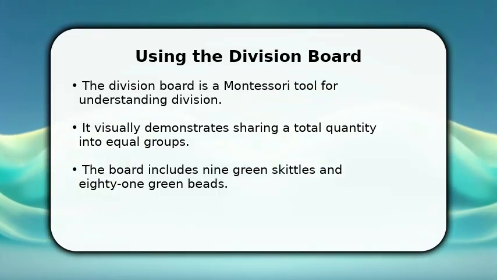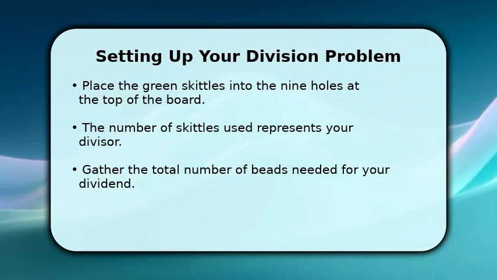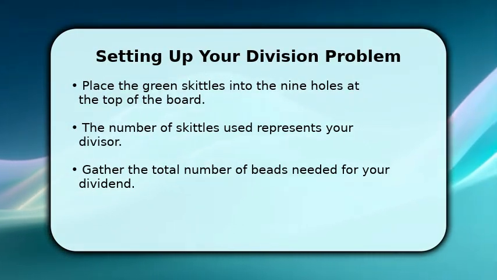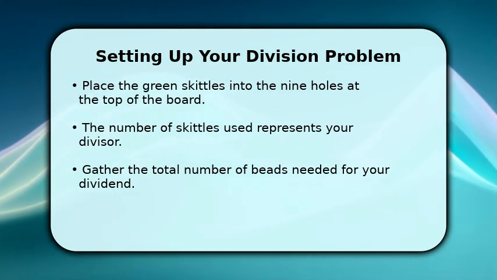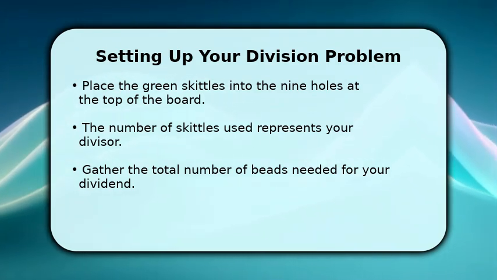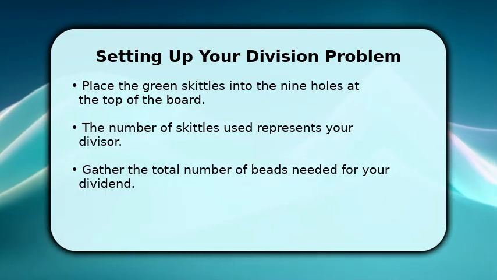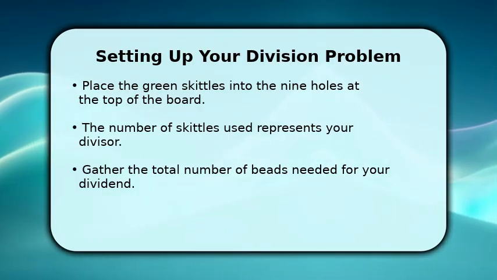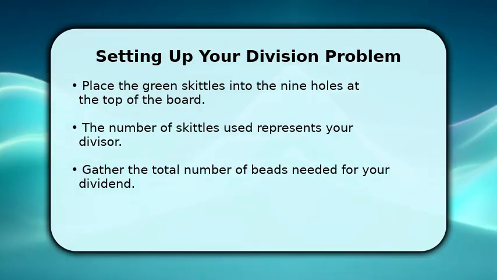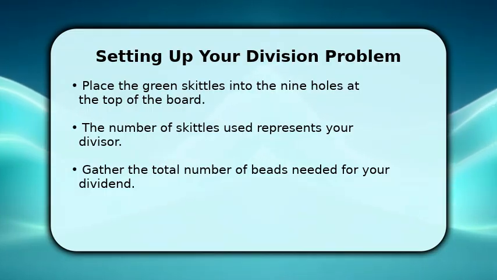board's components. To begin, you'll set up your division problem on the board. First, place the green Skittles into the holes at the top. The number of Skittles you use will represent your divisor, or how many equal groups you are making. For example, if you are dividing by 3, you will use 3 Skittles. Next, count out the total number of green beads that represent your dividend.